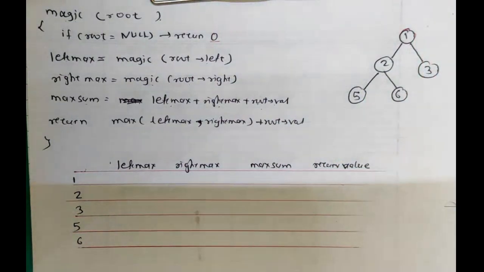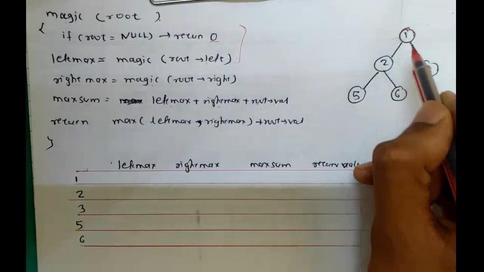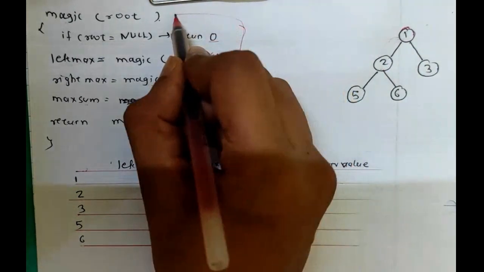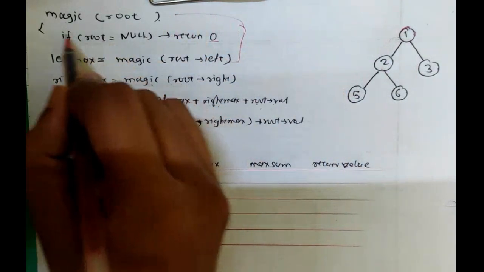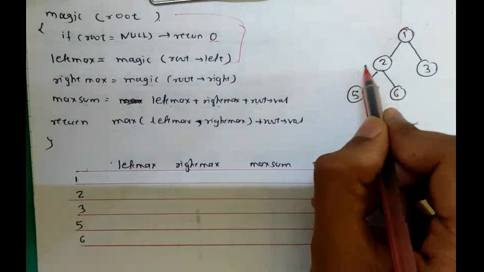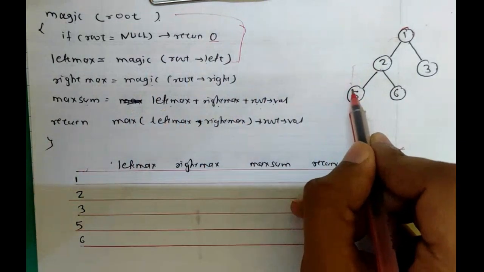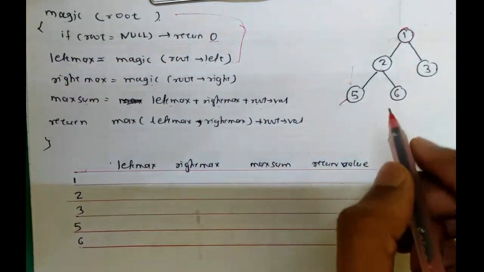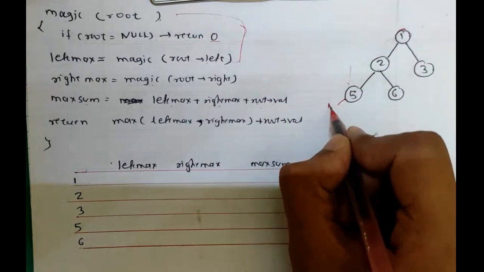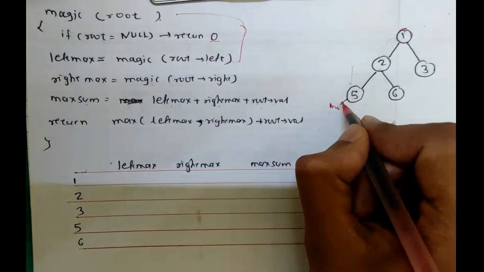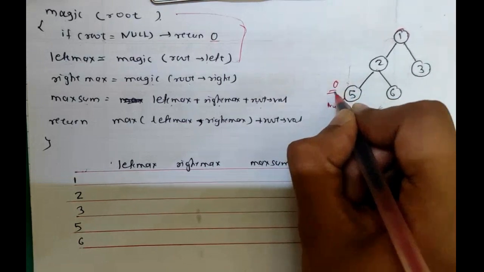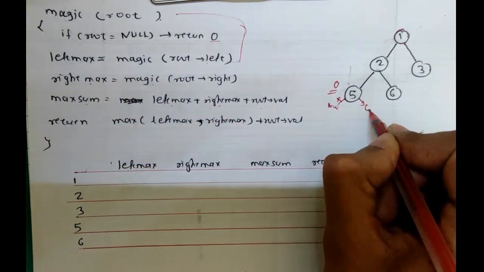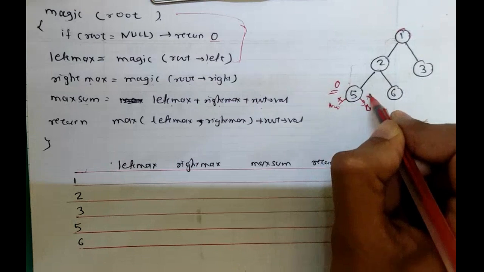So starting from 1, so left max will be magic of root ka left, so this will again go to here. Is it null? No. So left max will be root ka left, so again this will go to here. It is not null, so again this will go to here, root onto the left side. So as this is null, this will return 0. This is the root, so this will go to its right. It is null, so it will return 0.